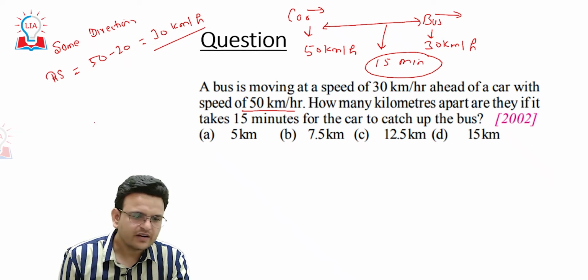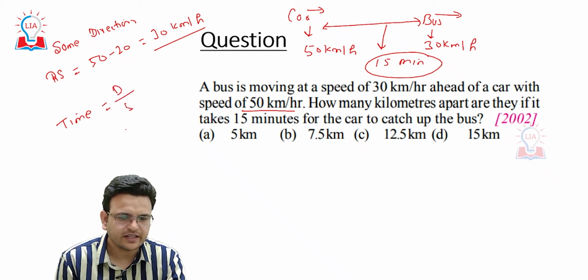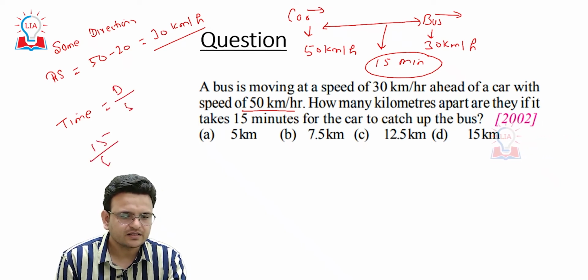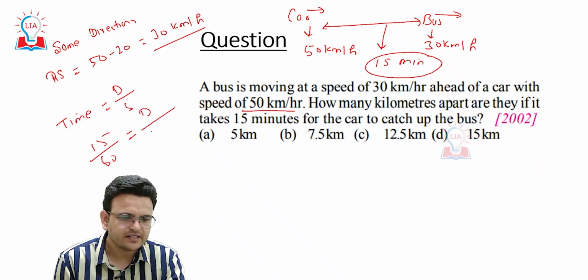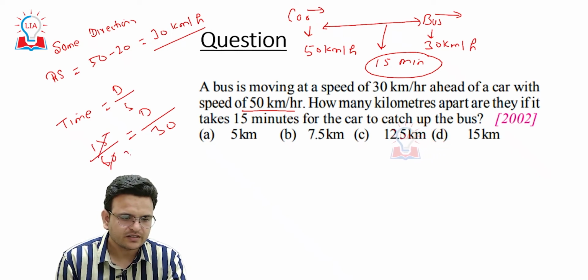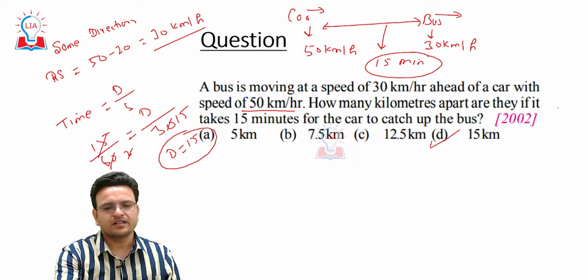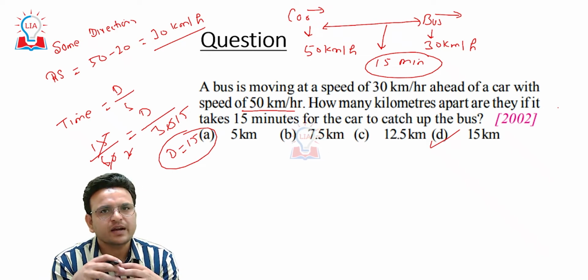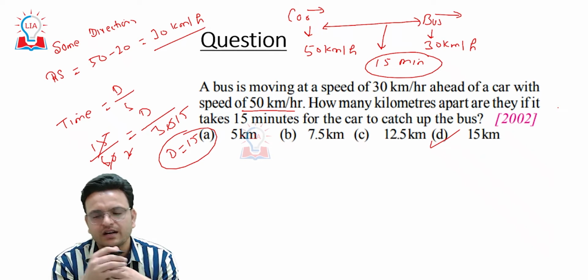Okay, so here we can say that time equals distance upon speed. Time is 15 minutes, distance we have to calculate, and speed is 30. If you solve this equation, you are going to get an answer. So the answer will be 15 kilometer. Hope you are able to understand it. Like, I already discussed the basic concept. If you are not able to understand the basic concept, you can watch the earlier video.